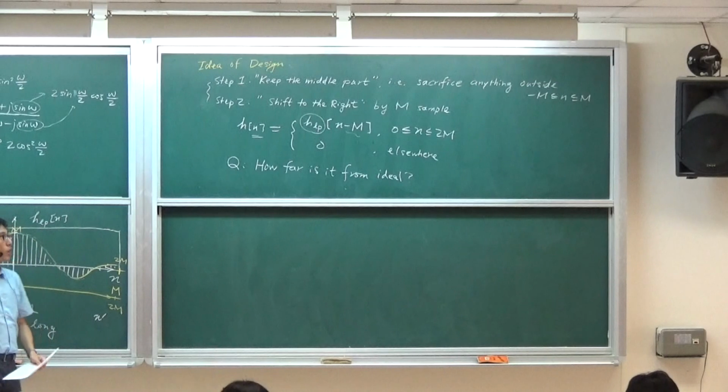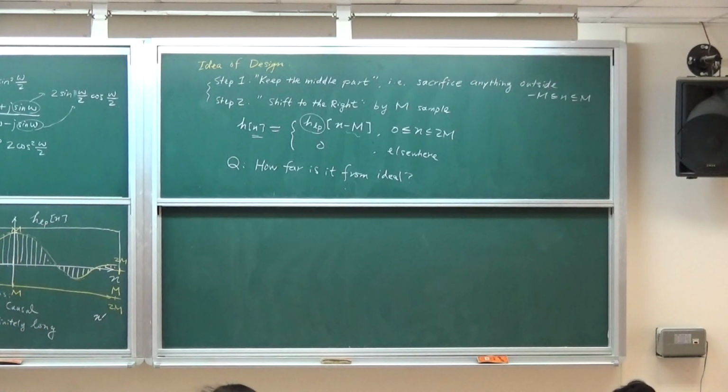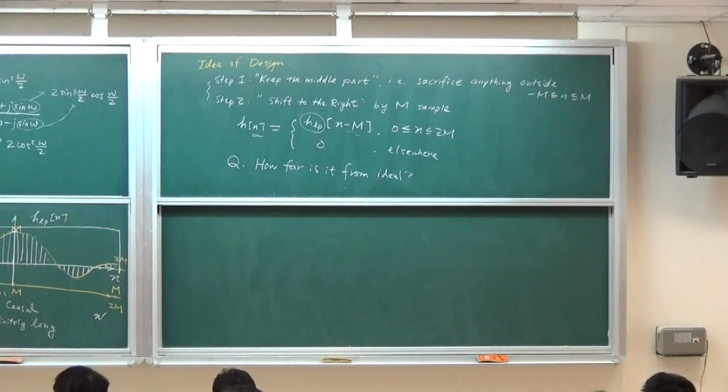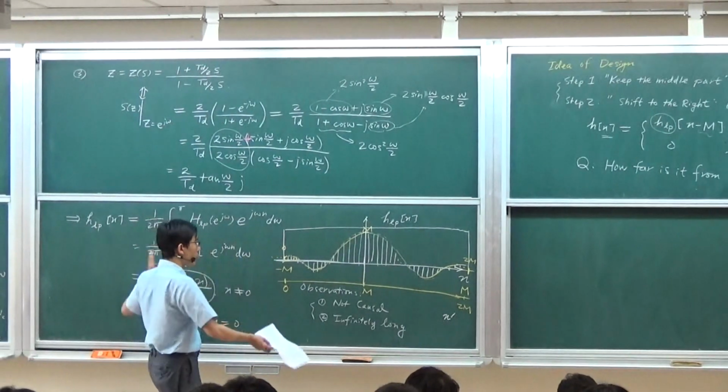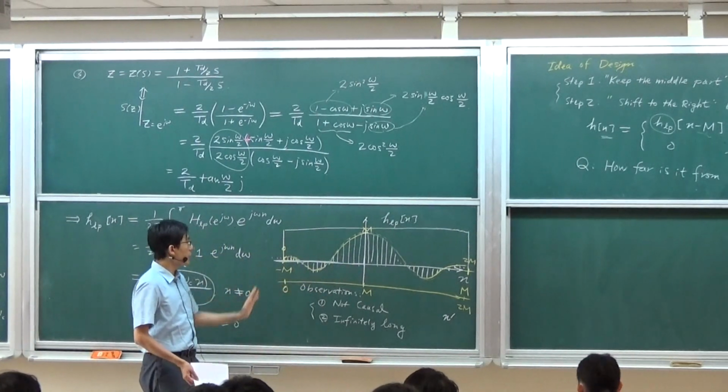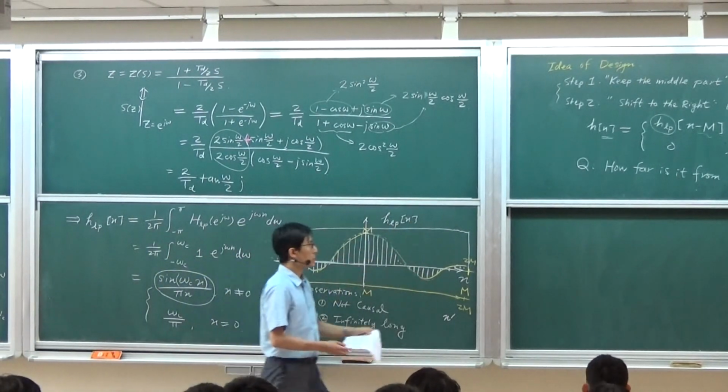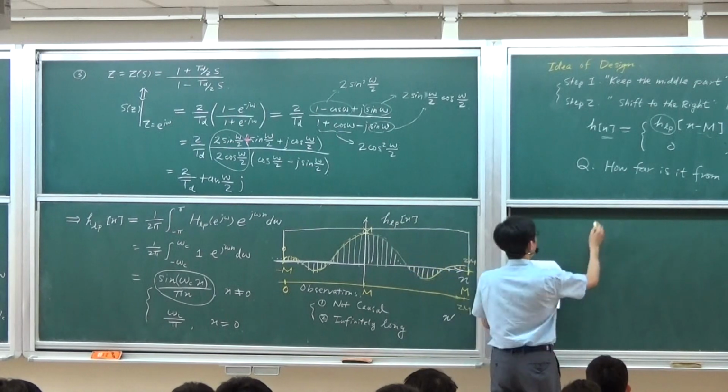To answer this question, essentially what we mean by keeping the middle, or equivalently, you can think of it as if we are multiplying the ideal response by a rectangular window. Let me say that again. Equivalently, what we're doing here is multiplying the original ideal response by a rectangular window. So let me clarify what that is.